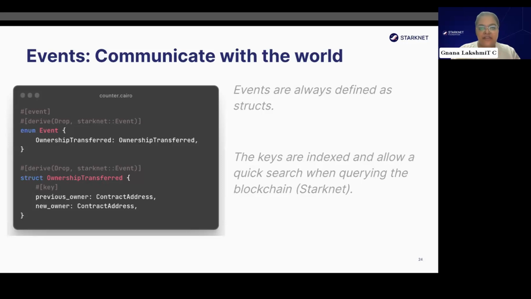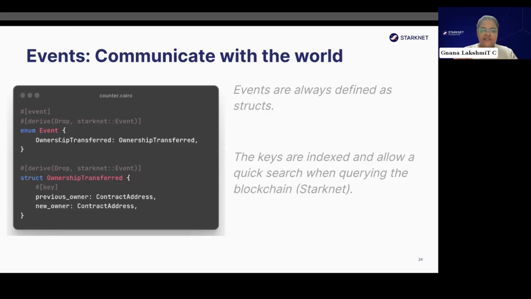So you say that I want to create events for my contract. You create an enum called event, you tag it with event, and then it has to derive the property that it's a Starknet event. This Starknet event, from which it is being derived, is already published as a part of the core Cairo libs. And you are basically deriving that event property for this particular enum, right? Drop is another property so that it can be dropped. That's the idea.